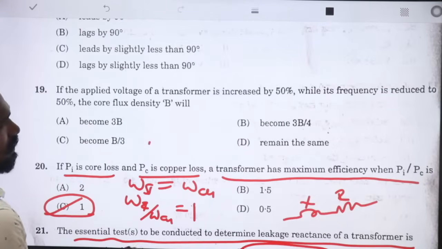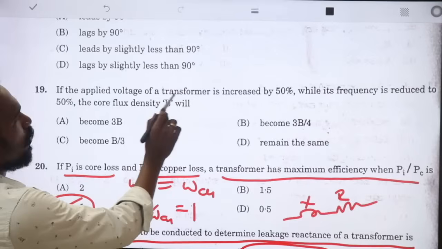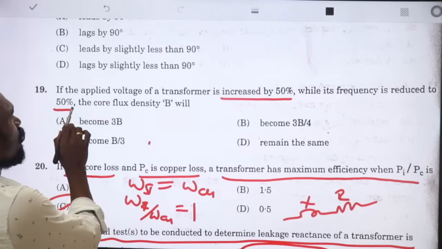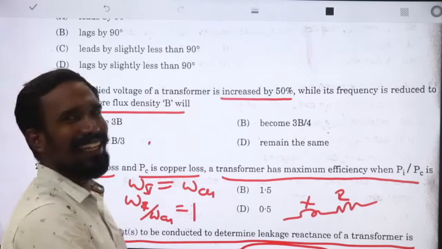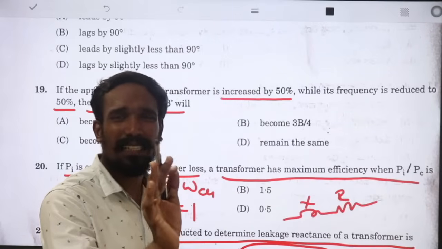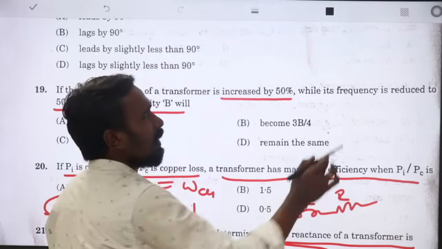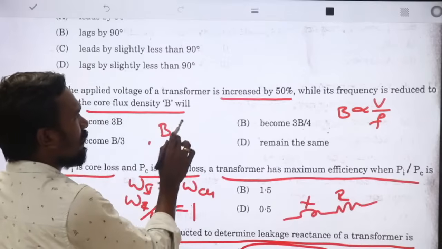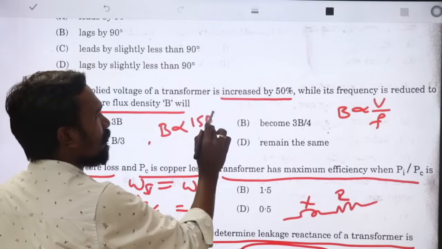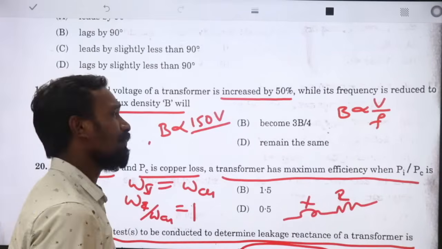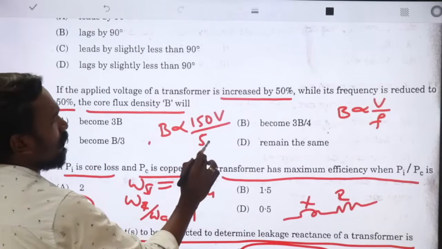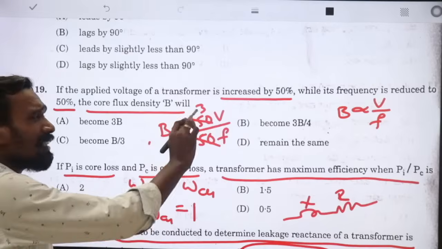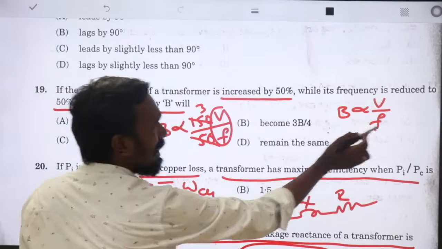Let's see this question. If the applied voltage of a transformer is increased by 50%, while its frequency is reduced to 50%, the core flux density? We have done many questions like this. Generally, the flux density is directly proportional to V upon F. Here, voltage increased by 50%, nothing but 150% of V, and the frequency reduced to 50%, 50% of F. So 1.5 by 0.5, that is 3 times V by F, nothing but 3 times the actual value. 3 times the actual value is the correct answer.